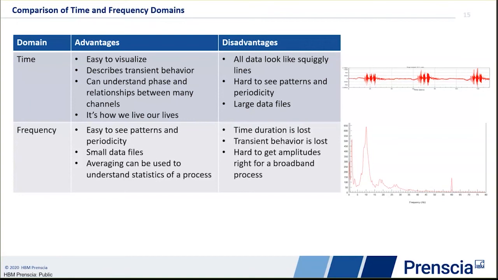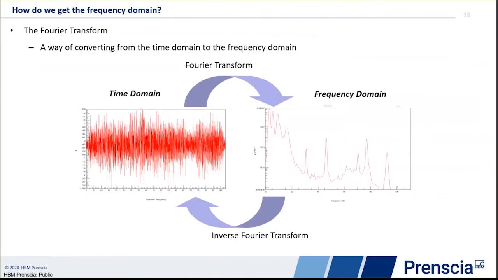So certain transient behavior is lost because the signal is repeatedly done, and it shows the dominant frequencies most of the time. So it is very hard to get the amplitudes from the broadband of the process. So there are certain advantages and disadvantages in the time as well as the frequency domain.